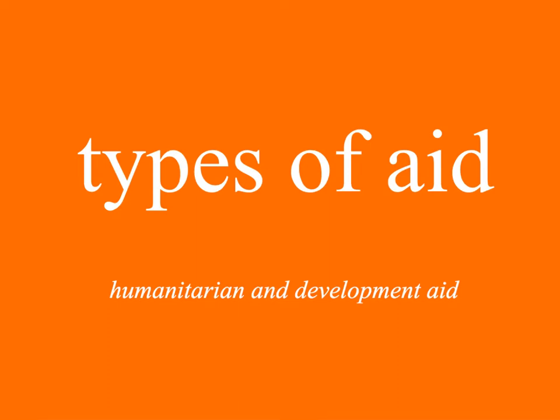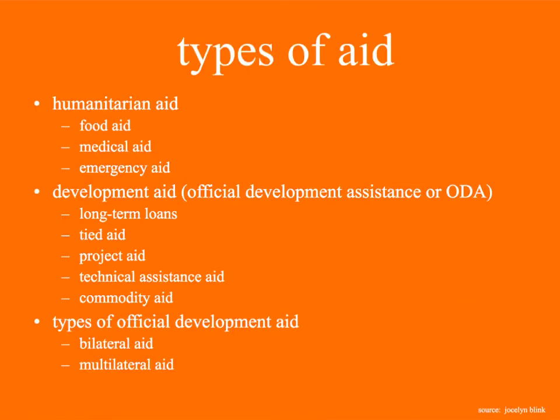Well, let's take a look at the types of aid that are out there. And there are really two main categories: humanitarian aid and development aid. So let's take a closer look.